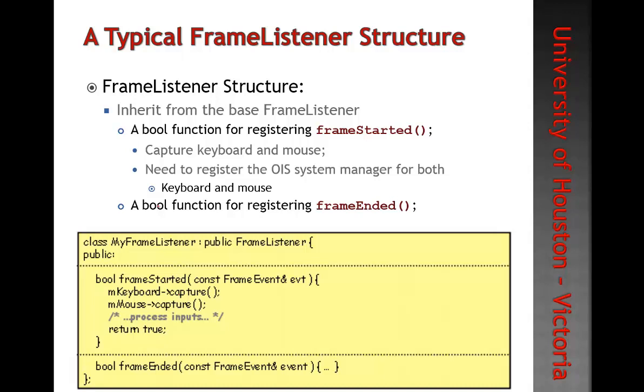If I wanted, for example, on the press of the escape key to exit out of my Ogre application, I would check to see if the key that I read was the escape key, and if it was, then I would return false, and so forth. So if you wanted to also perform certain kinds of actions and logic that might occur at the end of your rendering for each frame, you could also implement a function for registering your frame ended, and then utilize the logic in the frame ended function as well.